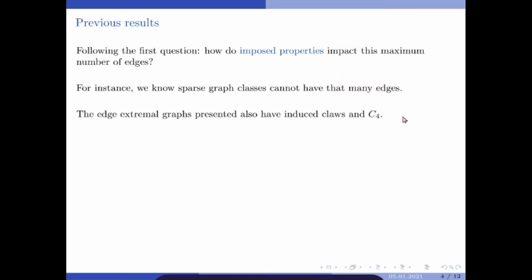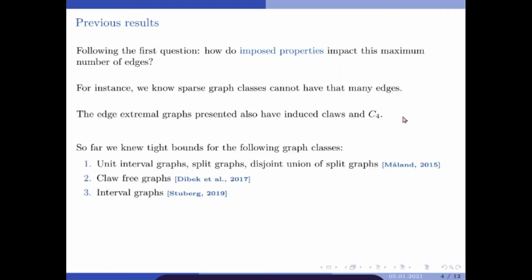So we would like to know, if I impose these extra conditions on the graph, for instance, being claw-free or not having long induced cycles, how does this affect the maximum number of edges? What we knew so far were results for, interestingly, the claw-free graphs and many subclasses of chordal graphs, for instance, interval graphs, unit interval graphs, disjoint unions of split graphs, and so on. And the results are quite easy, for instance, for bipartite graphs.